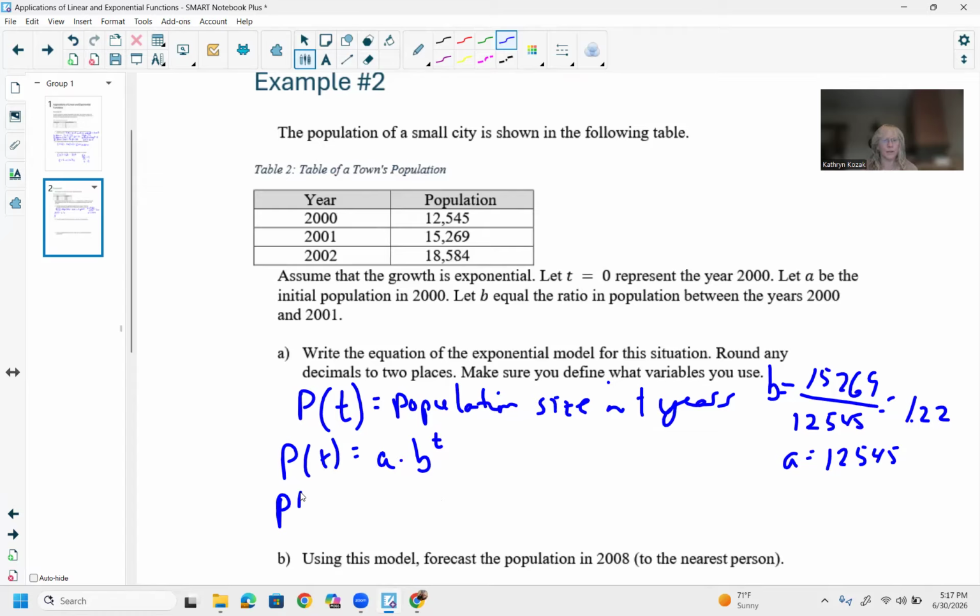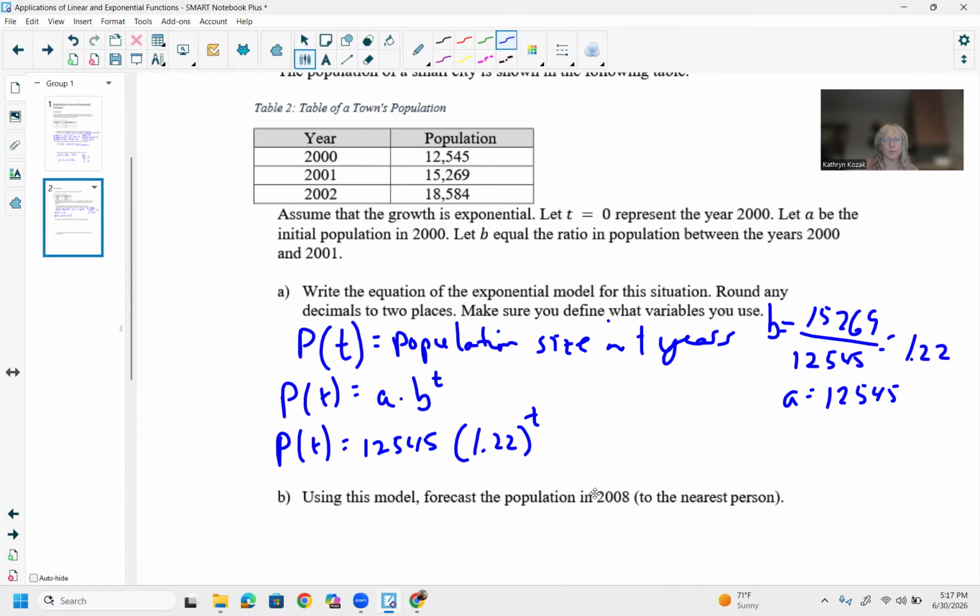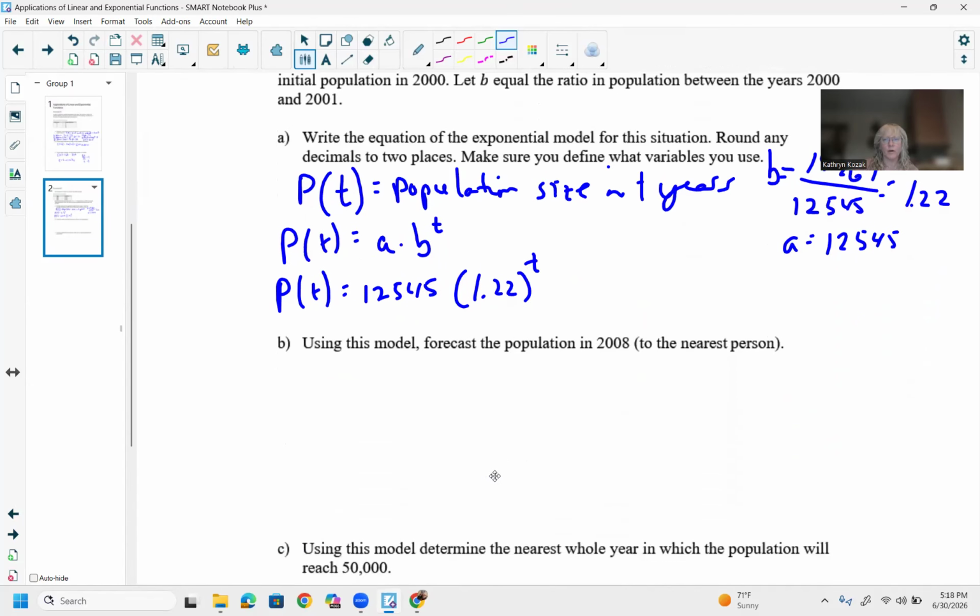So if I know what A and B are, I can just plug them into this formula. So I have that P of t is equal to 12,545 times 1.22 to the t. And I now have my formula. That's my model. Now, using this model, we're going to forecast the population in 2008 to the nearest person.